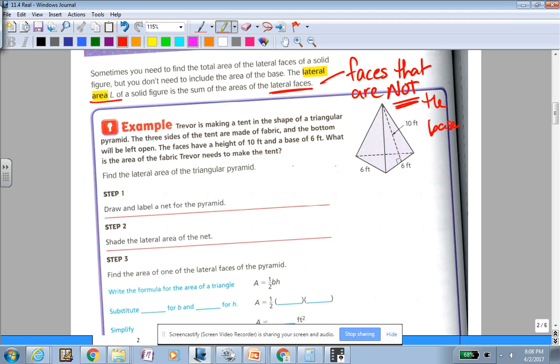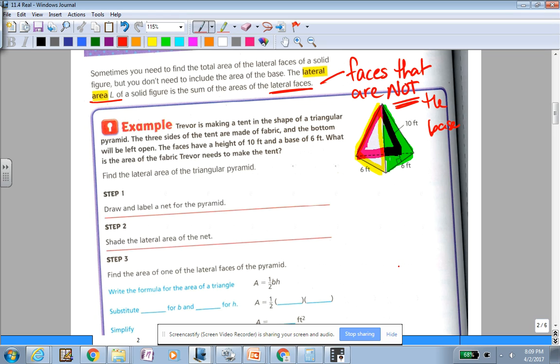So when you're looking at finding lateral area, you're just going to be looking at any area that's not the bottom, not the base. So that would be here, kind of outlined, and then it's hard to see, but also that one that's outlined here. Okay, not this space. So again, let's draw the net for the shape. That's going to be pretty straightforward.